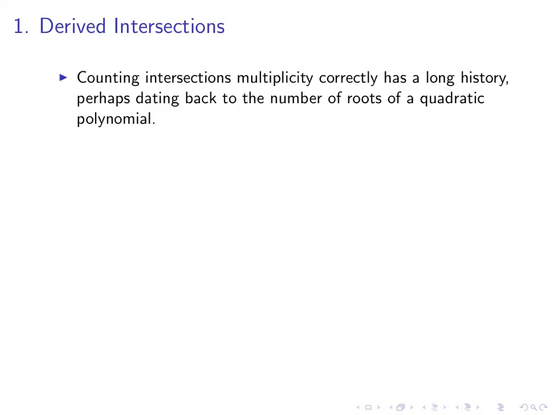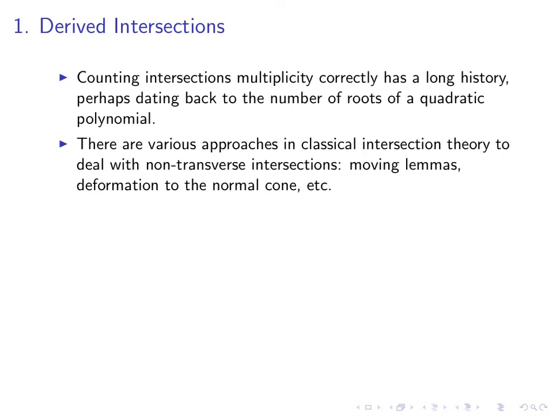So the first one is derived intersections. And what does that mean? Well, counting intersection multiplicity correctly has a long history, perhaps dating back to the number of roots of a quadratic polynomial. Well, is it 2 or is it 1? So there are various approaches in classical intersection theory to deal with non-transverse intersections, for example, moving lemmas, deformation to the normal cone, and so on.